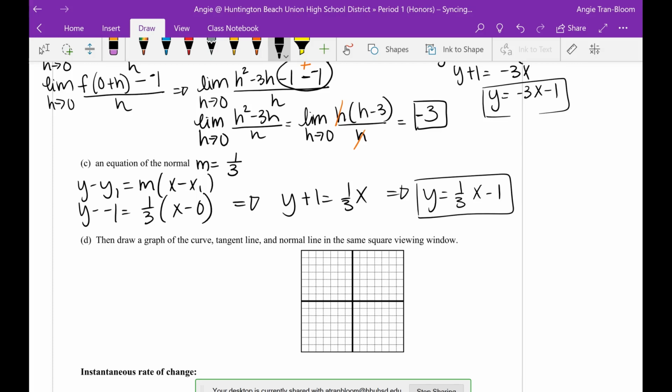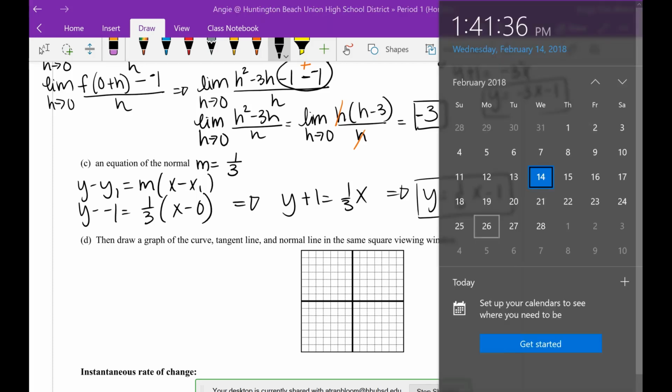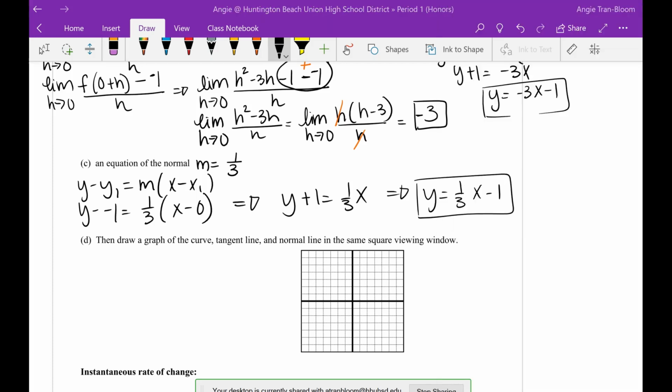D is just asking you to draw all of it out. No big deal. I'm going to draw out the normal line in black. We'll start at negative 1, which is the y-intercept. The slope is positive 1 over 3, positive 1 over 3, or I can go this route as well. So this right here is your normal line, y equals 1/3 x minus 1.